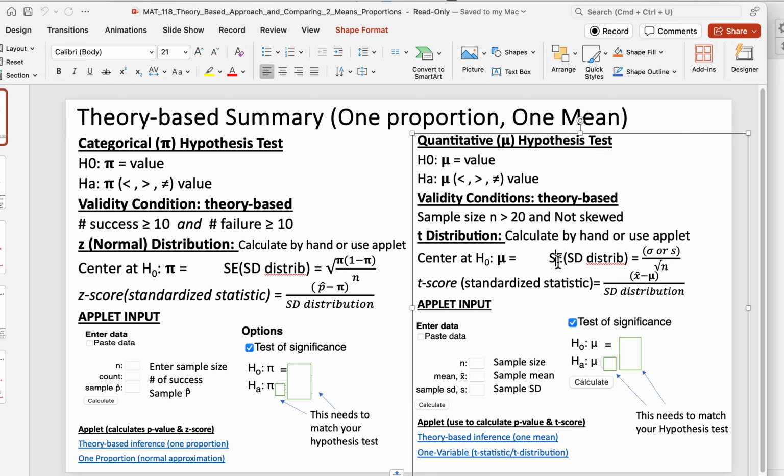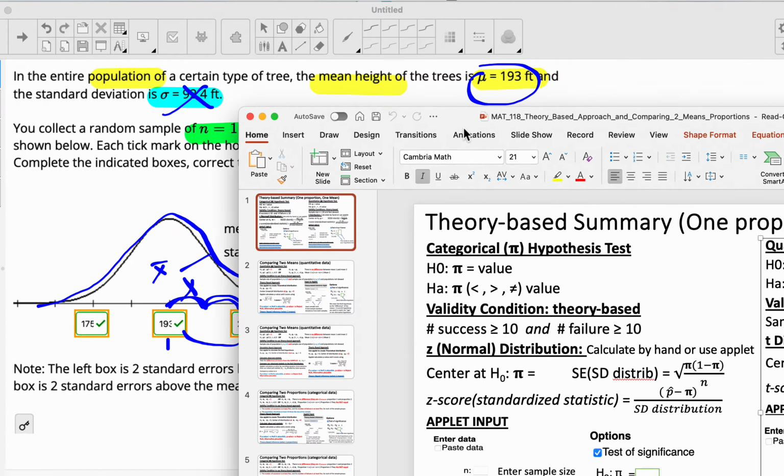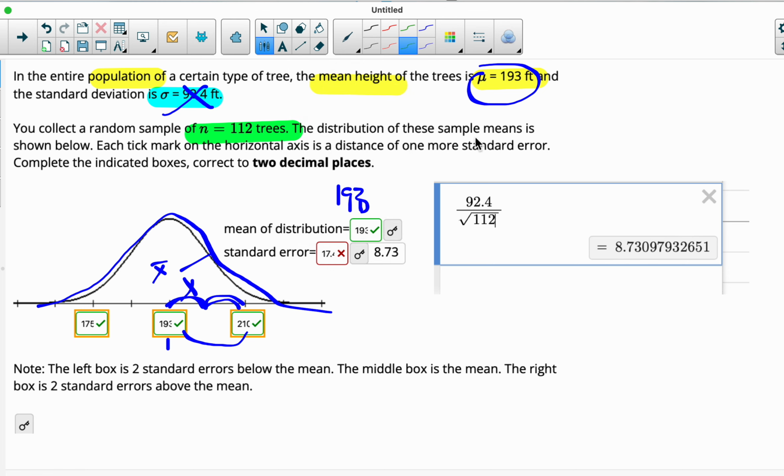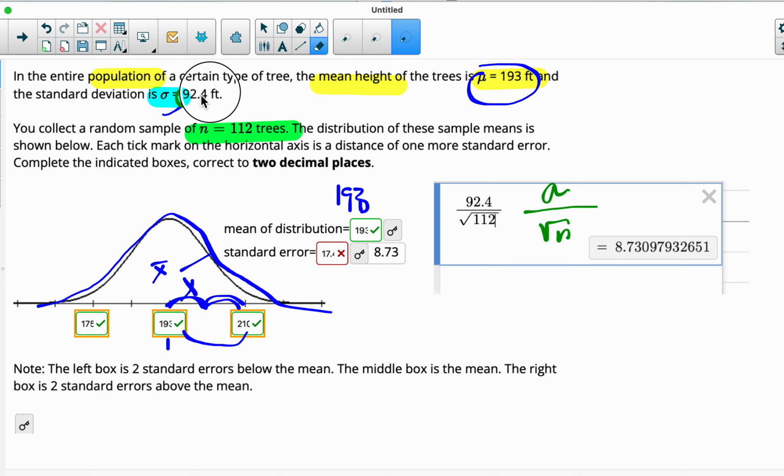And when I want to calculate the standard deviation of the distribution, I use this formula right here. Sigma or S divided by the square root of n. That is what that question is asking me. So how do I do that? Well, I want sigma over the square root of n. Here's my sigma, 92.4 feet.